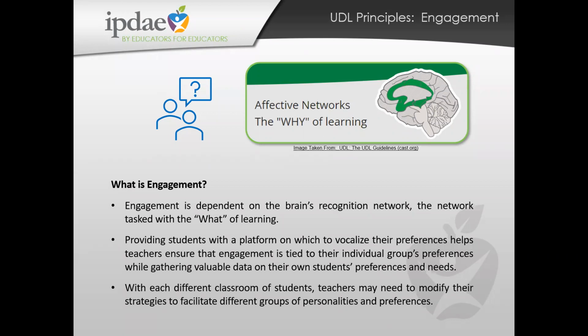To facilitate greater engagement, educators should prepare a diverse group of avenues for engagement in learning activities and lessons. To successfully do so, teachers may leverage group discussion to garner input from students on how classroom assignments and learning tasks are designed and implemented. By providing students with a platform on which to vocalize their preferences, teachers can ensure that engagement is tied to their individual group's preferences while gathering valuable data on their own students' needs. With each different classroom of students, teachers may need to modify their strategies to facilitate different groups of personalities and preferences.